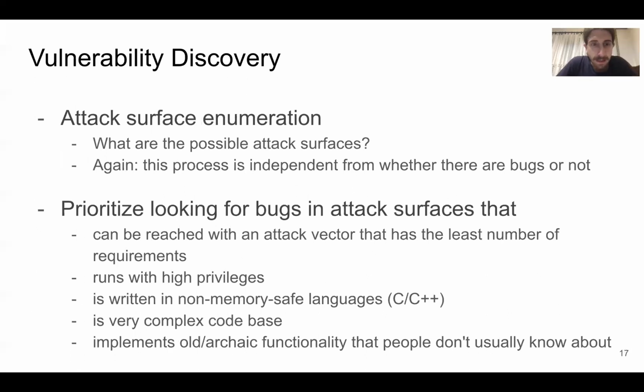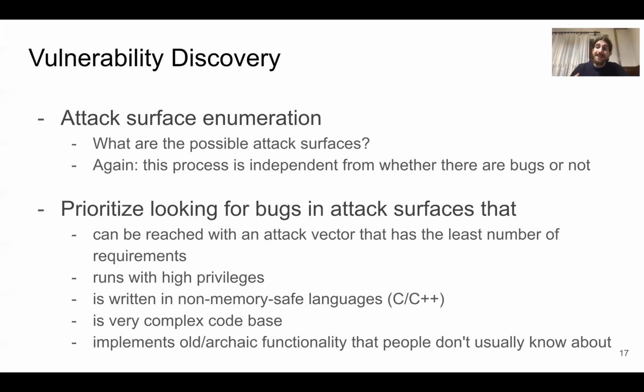All right. I think this slide, I spoiled it completely with what I said before. So let's make sure I discuss everything. Attack surface enumeration: what are the possible attack surfaces? And again, this process is independent of whether there are bugs or not. When we do attack surface enumeration, we're just listing all the possible parts of the code that are reachable by an attacker, but we don't know yet whether there is a bug or not. I really stress this because attack surface does not relate to whether there are bugs or not.